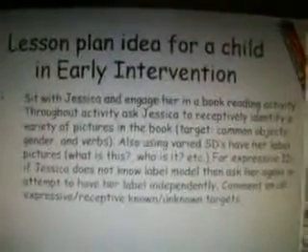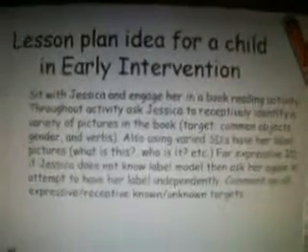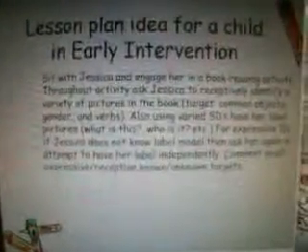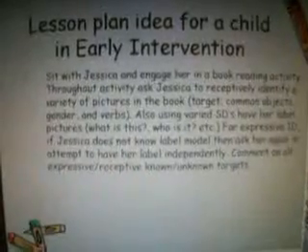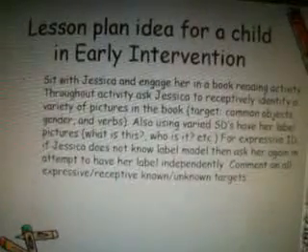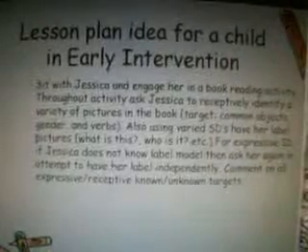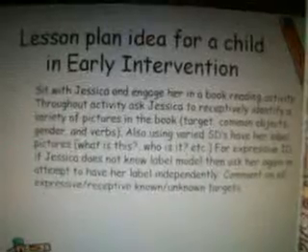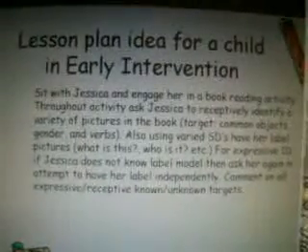The following is an idea for a lesson plan for a child in early intervention. Sit with Jessica and engage her in a book reading activity. Throughout the activity, ask Jessica to receptively identify a variety of pictures in the book. Target common objects, gender, and verbs. Also, using varied SDs, have her label pictures. What is this? Who is it? Etc. For expressive ID, if Jessica does not know the label, model, then ask her again and attempt to have her label independently. Comment on all expressive, receptive, known, and unknown targets.